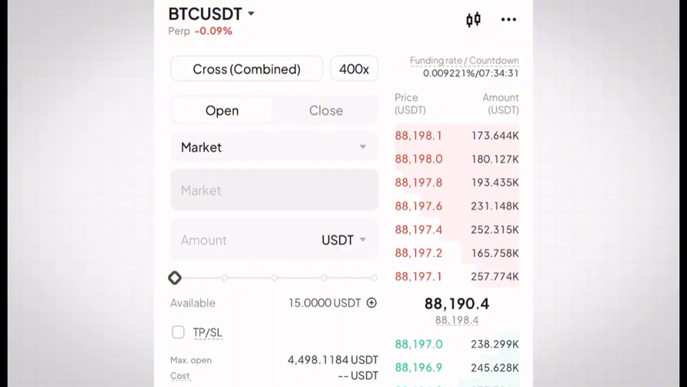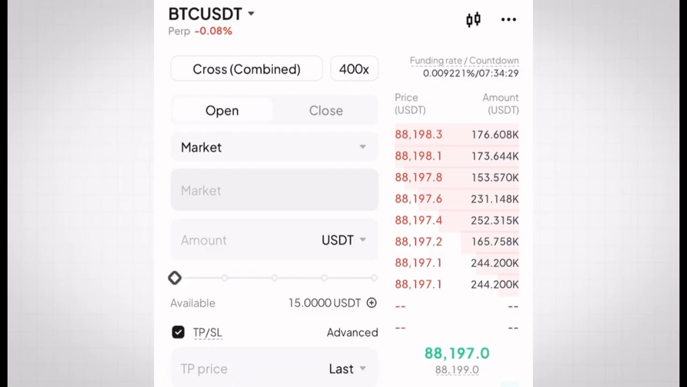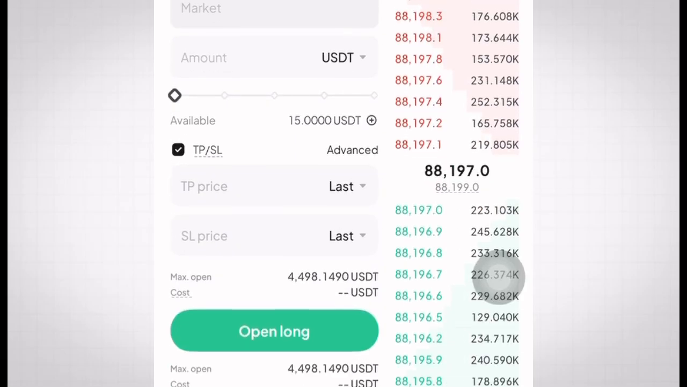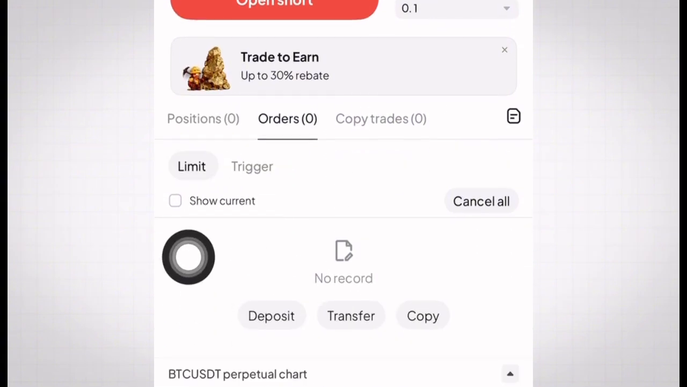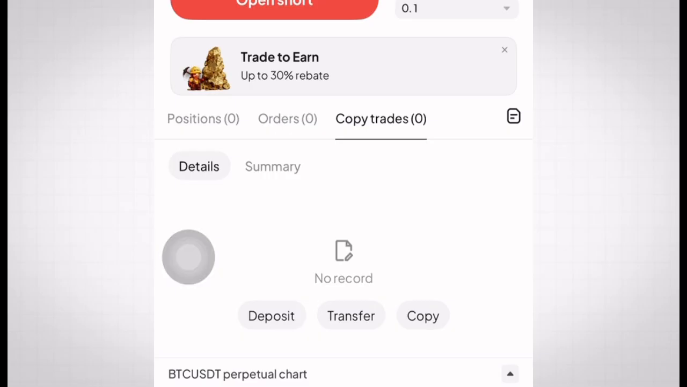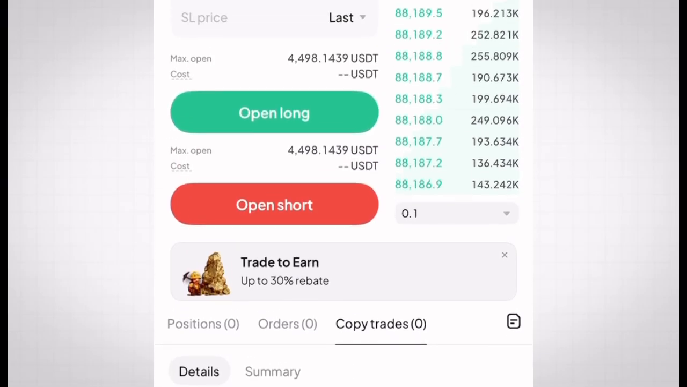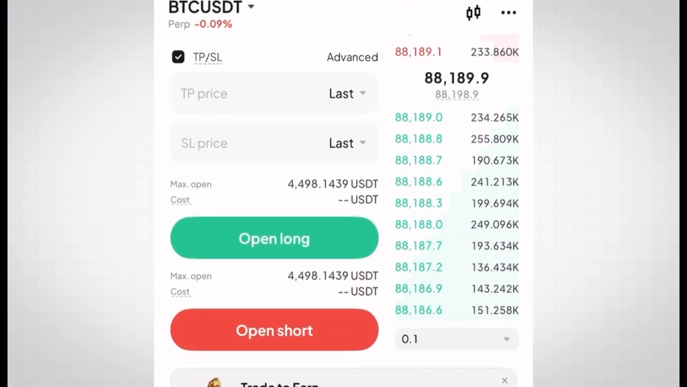And we'll have the USDT, we have the arrow, we have where you're going to put your TP and your stop loss, we have when you're going to make it open, long, or short, and we have when you're going to see your position, your orders, if you have any limit order you're holding, and then your copy trading if you're doing copy trading.